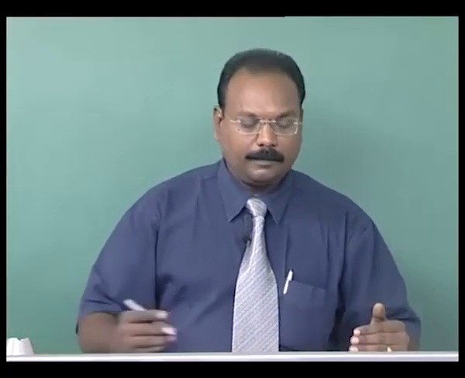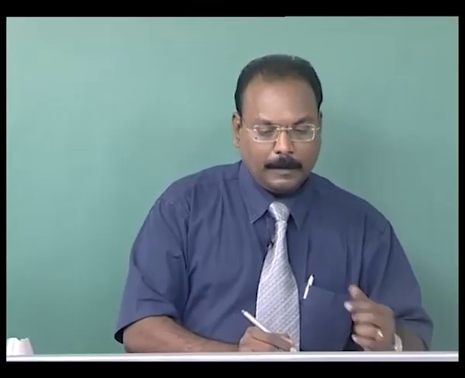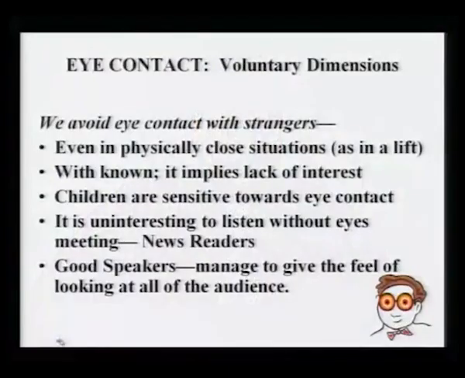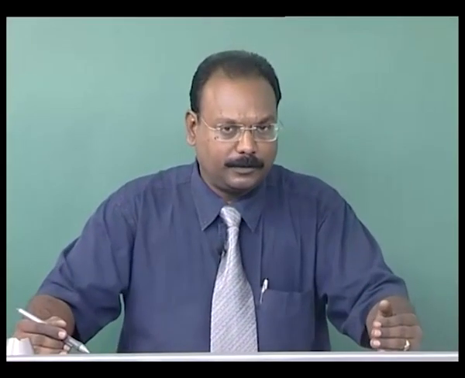But all these come under voluntary dimensions. Now let's look at some more about voluntary dimensions before we go to the involuntary one. Generally, even in voluntary dimensions, apart from maintaining eye contact, we avoid eye contact with strangers. Normally, it's our nature to avoid eye contact with strangers unless we are introduced, or unless we feel that we are familiar with those strangers.